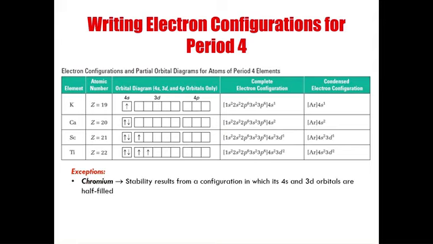Chromium is one such example. Chromium is more stable when its 4s orbital donates an electron to the 3d orbitals so that both sets of orbitals are actually half filled. Now, this is actually supported by the Pauli Exclusion Principle.